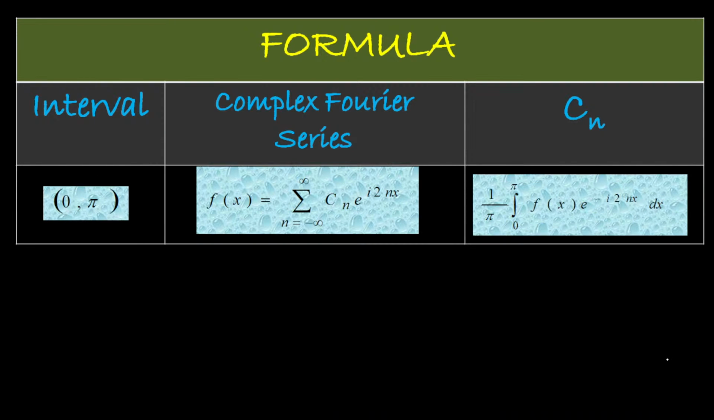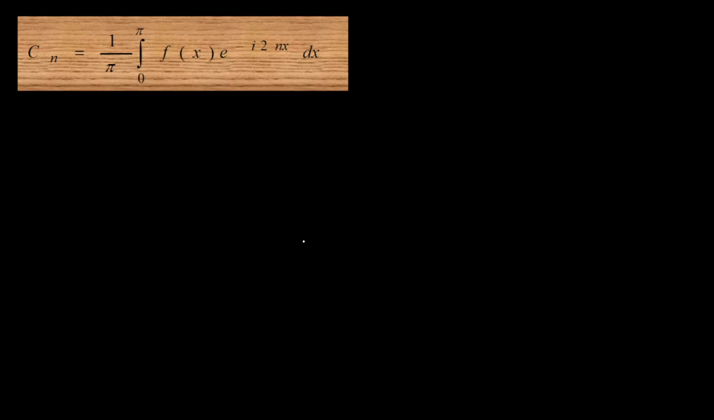Okay. So let me take down the formula for 0 to pi. This is a general complex Fourier series. For that we make use of the formula for Cn, which is for calculating the value of Cn. First let me calculate the value of Cn, and substituting it in f of x gives you the complex Fourier series representation of the given function f of x equal to sin x defined in the interval 0 to pi. So Cn is equal to 1 over pi times integral 0 to pi f of x e power minus i 2 n x dx.